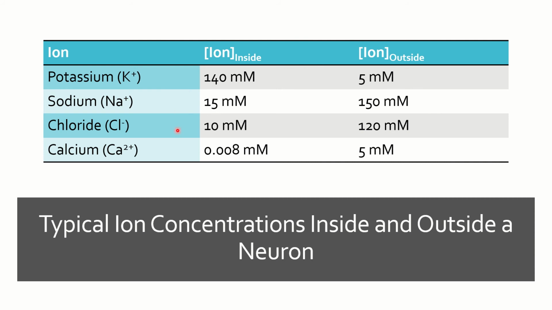Moving on to chloride ions, we've got a negatively charged chloride ion here. Generally there's 10 millimoles on the inside and 120 on the outside. So again, just like sodium, chloride ions are going to move inside the cell. We haven't seen that with chloride, but we've seen it with calcium. I got a little ahead of myself. With calcium, we have 0.008 of a millimole on the inside and 5 millimoles on the outside. And so again, we're going to see movement inside of the cell.